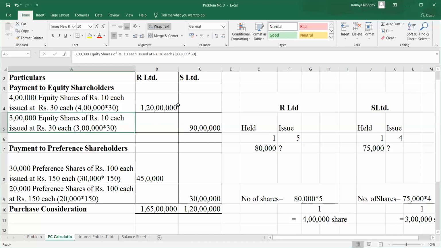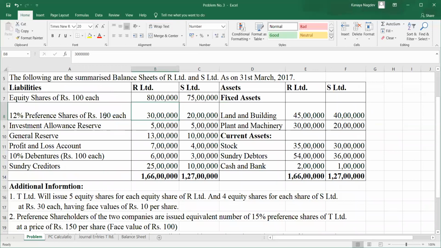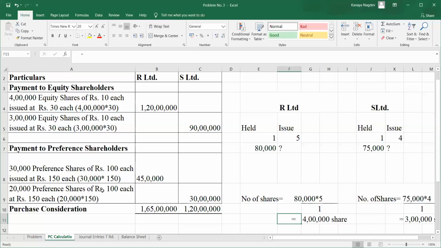So this is clear. For preference shares, it was mentioned that they are going to get the equivalent number of preference shares. So the number of preference shares, we will refer to the problem again. 30 lakhs divided by 100, that is 30,000, and here it is 20,000. So the same number of preference shares they'll be getting. However, the price of a preference share is 100 and they'll be issued at 150. So for R Limited, payment to preference shareholders, that is preference share capital received from T Limited, is 30,000 multiplied by 150. And for S Limited, it is 20,000 multiplied by 150.